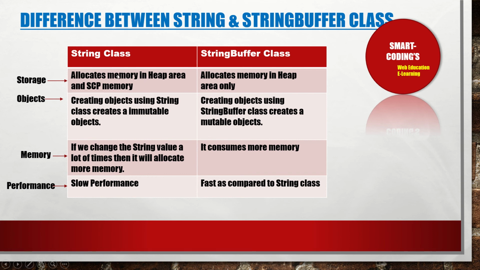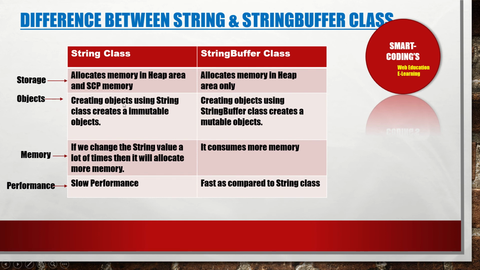If we are using it without new, then it creates in SCP. But if we are using the new operator, as I just showed you, it creates in heap also, right? So in string class, string objects are stored in both memory areas, but in string buffer only in heap, because we cannot directly create in string buffer class. We have to use the new operator in case of string buffer class objects.